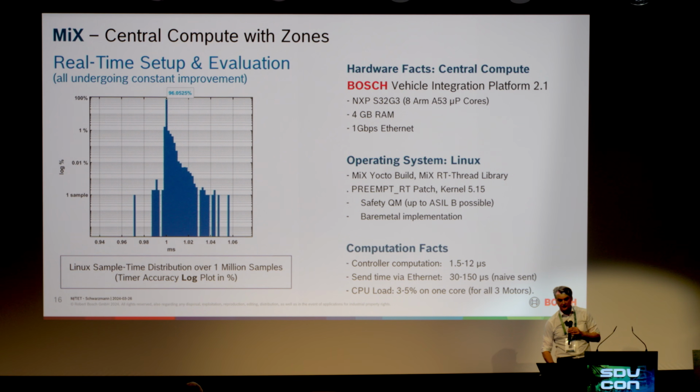On the bottom, those are single samples out of 1 million. So a single sample is basically 50 microseconds late. That's what you can achieve with a real-time patched Linux kernel doing millisecond control. On a really weak hardware, by the way. This is not a powerful system. This is not a PC, this is our embedded hardware.